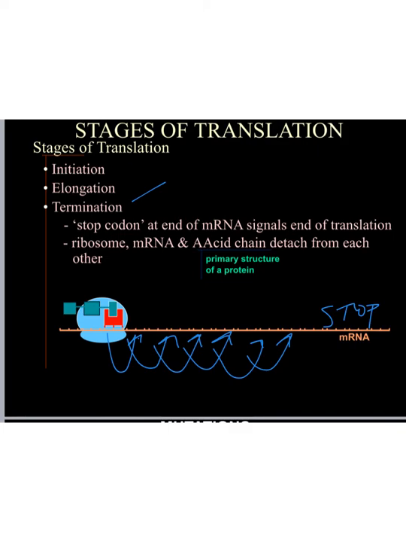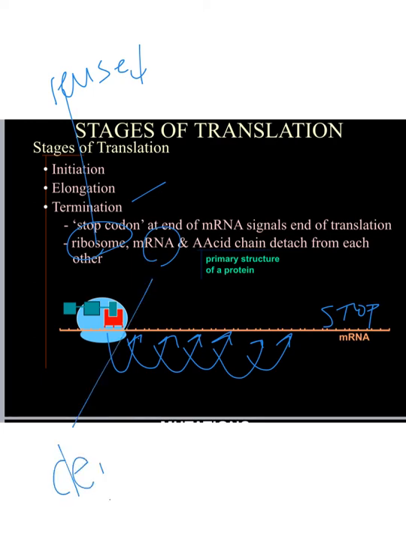detach from each other. The ribosome can go and be recycled and reused. So this is going to be reused inside the cell. The mRNA is going to be degraded because it has done its job. It's done what we've asked it to do. It's made the protein, and so it's going to be degraded and destroyed inside the cell. And then the amino acid chain is going to become that protein. Whatever that protein is that we were making, we're going to use that protein either inside the cell or ship it outside the cell. And that's going to become our protein. So we have completed the process of translation.